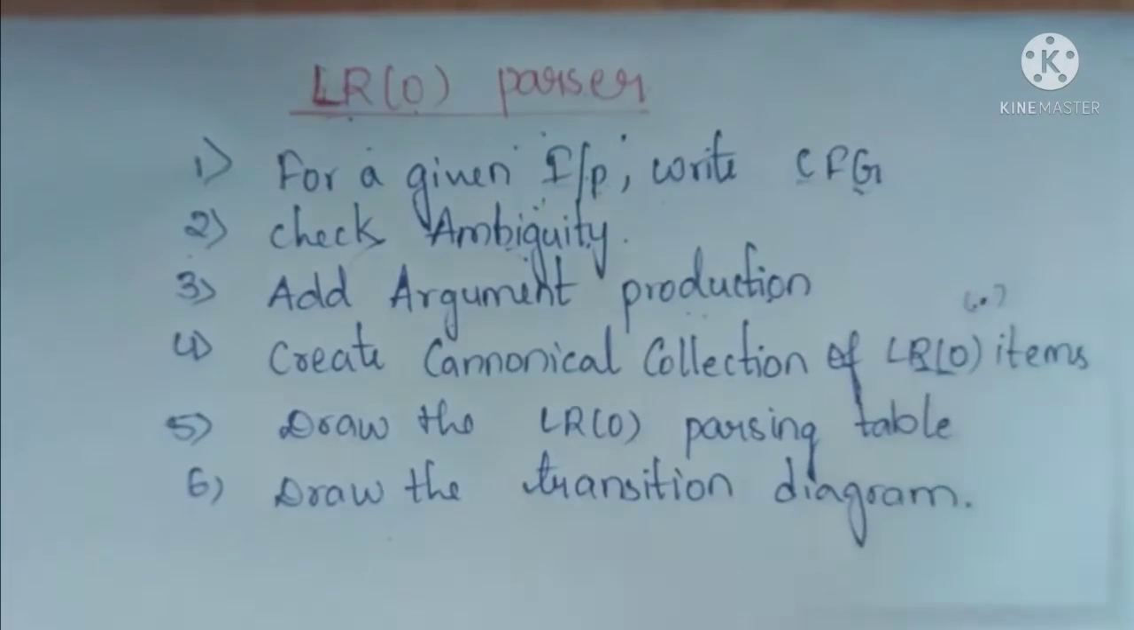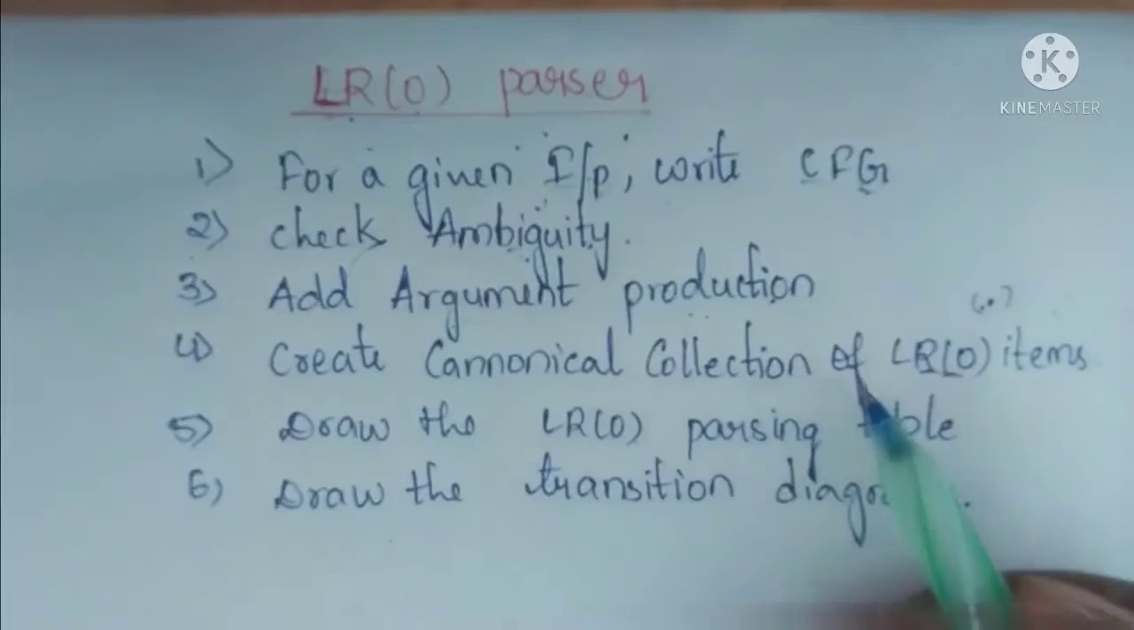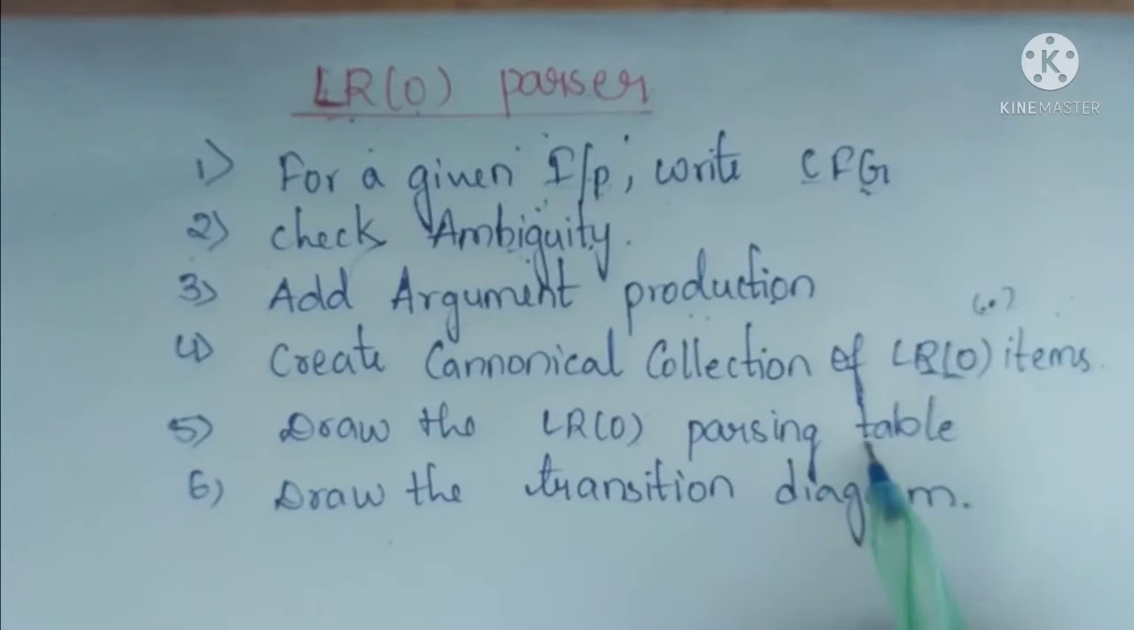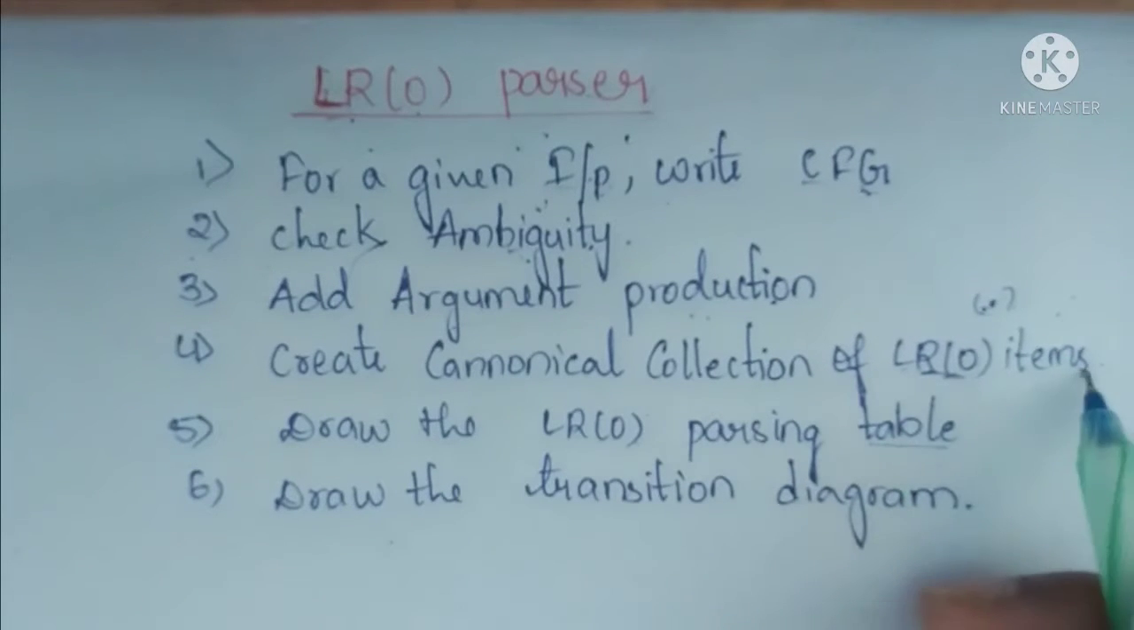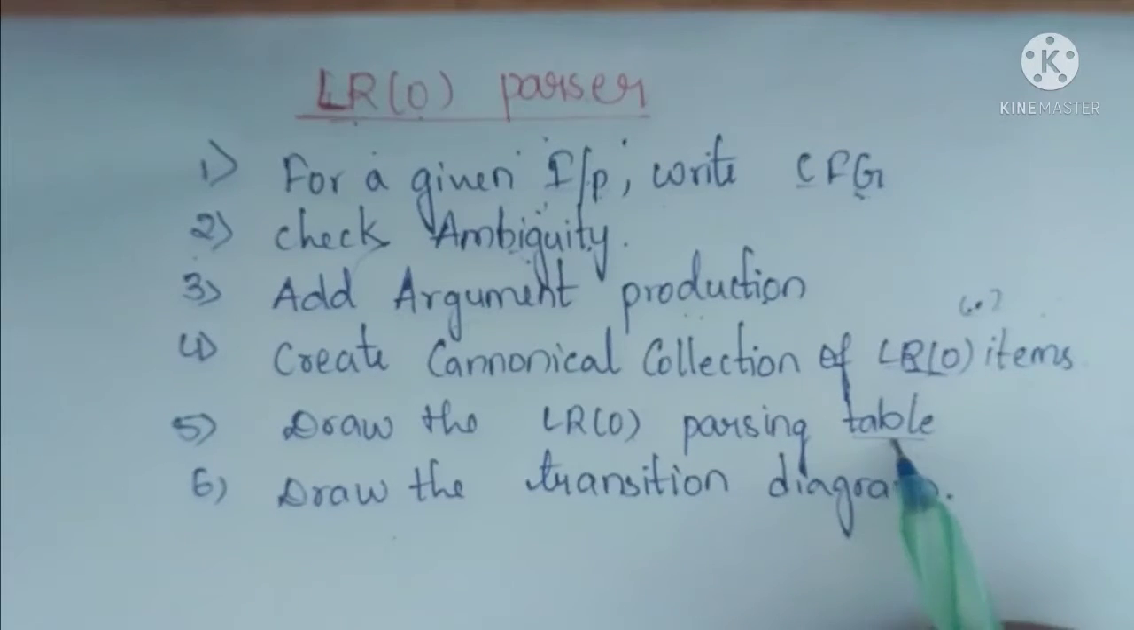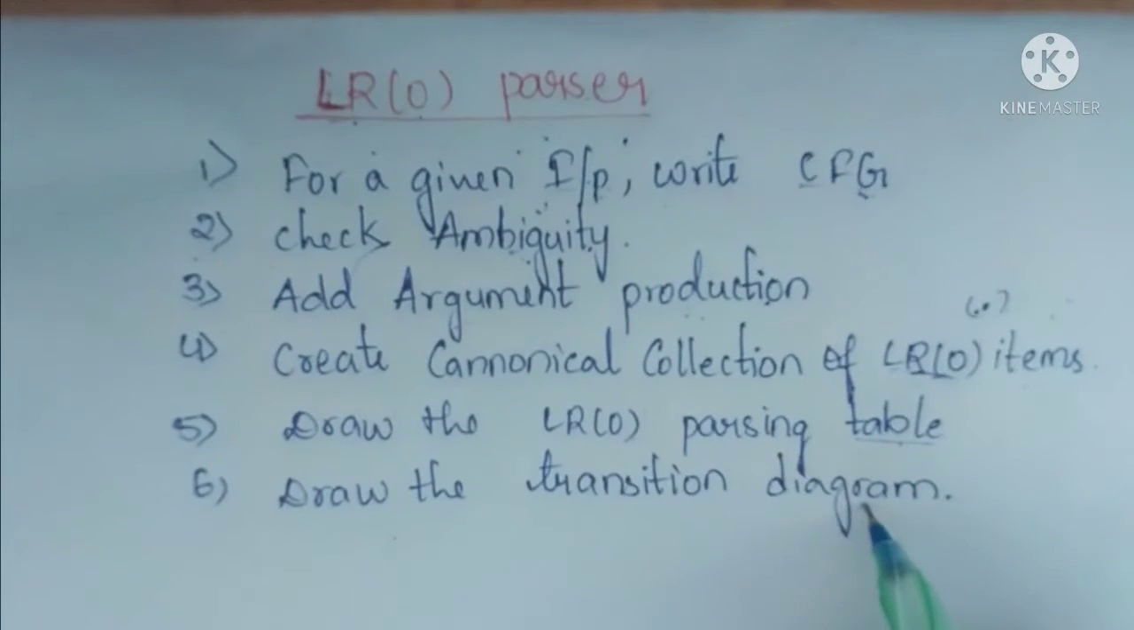Next, after including the canonical collection of LR0 items, you have to prepare the parsing table. Means after computing the LR0 items, you have to include those in the parsing table. Next, you have to draw the transition diagram for that particular parsing table. Okay, we'll see with a small example of an LR0 parser.